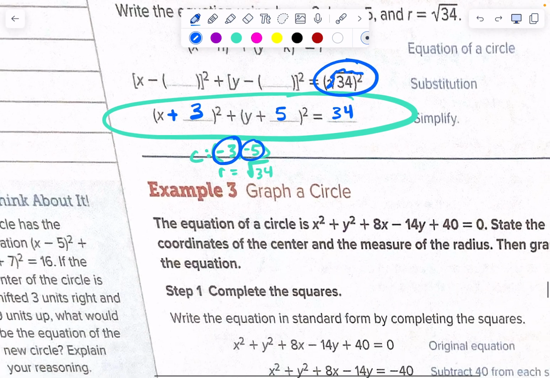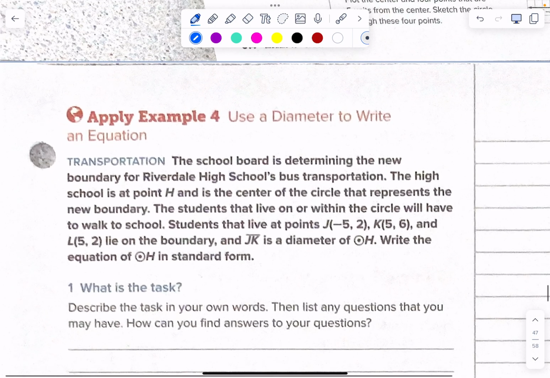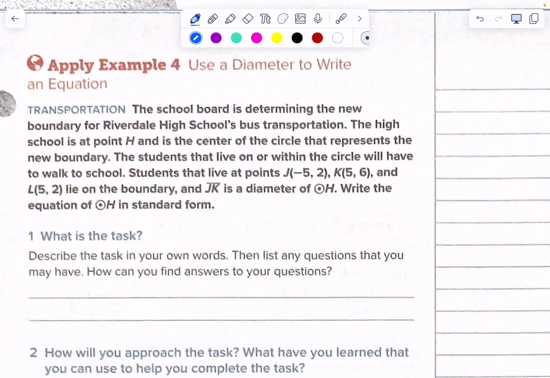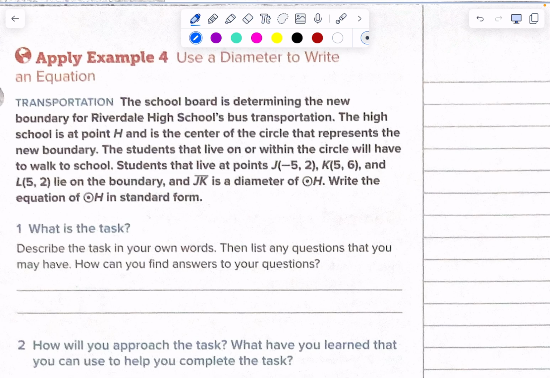Happy with that? Skip example 3. Go to example 4, top of the next page, using a diameter to write an equation. The school board has determined the new boundary for Riverdale High School's bus transportation. The high school is at point H and is the center of the circle that represents the new boundary. The students that live on or within the circle will have to walk to school. Students that live at points J, K, and L lie on the boundary.